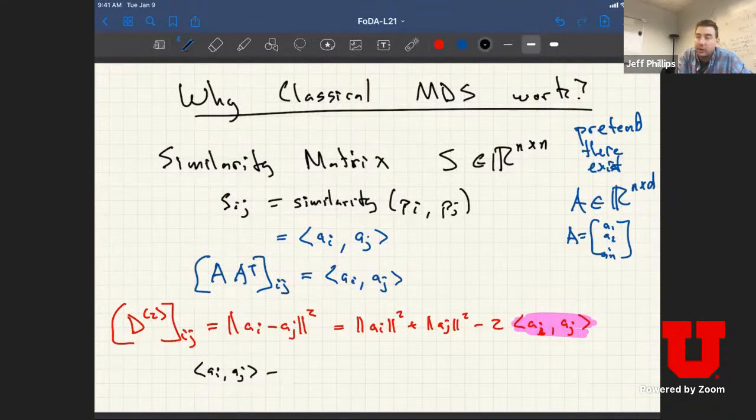This is equal to 1/2 times the norm of A_i squared plus the norm of A_j squared minus the norm of A_i minus A_j, quantity squared.